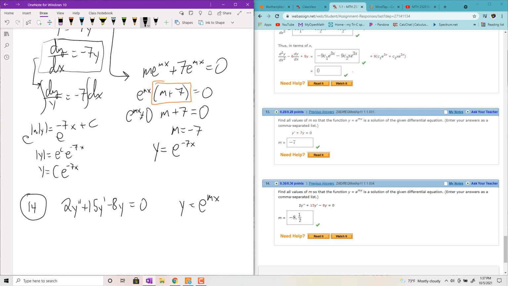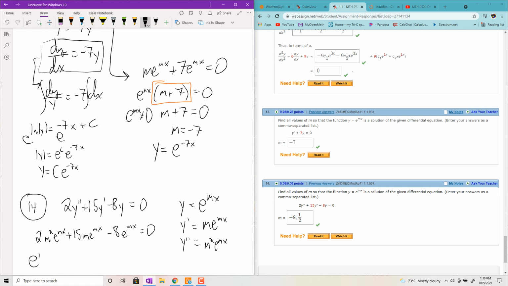So again, we could go y prime and then y double prime. So y prime is m e to the mx, and then y double prime would be m squared e to the mx, just doing chain rule. Plug that information in, so you get 2m squared e to the mx plus 15m e to the mx minus 8e to the mx equals 0.